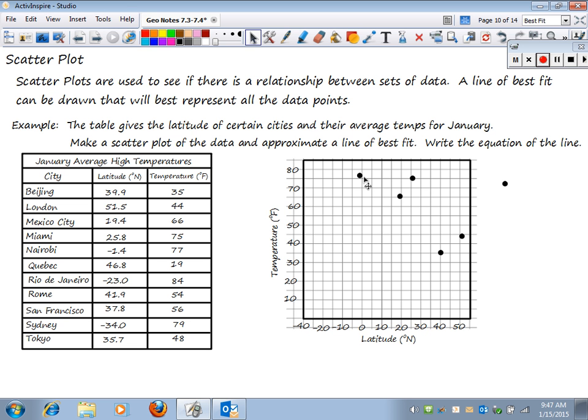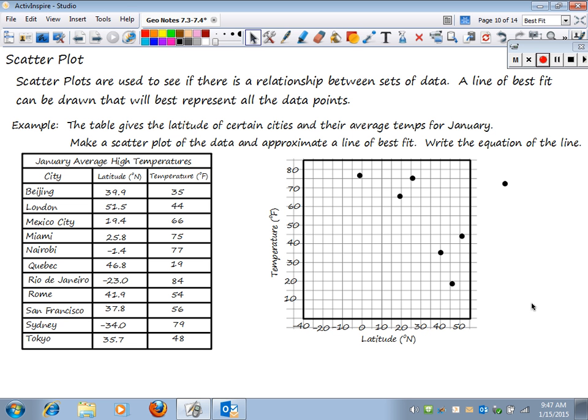And let's see, Quebec is 46.8. 46.8 is the latitude. 46, 45, 46 is just past the 45. And then it's up 19 degrees. So just below 20. Right in that area.